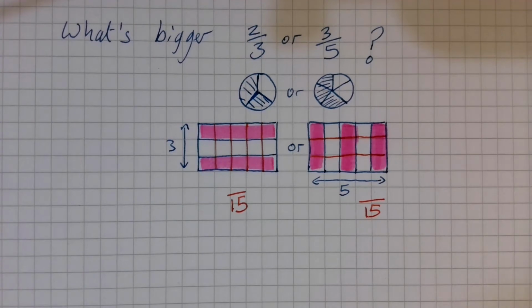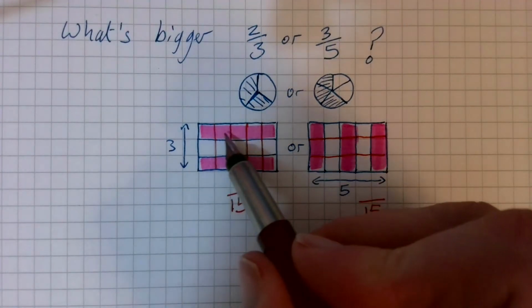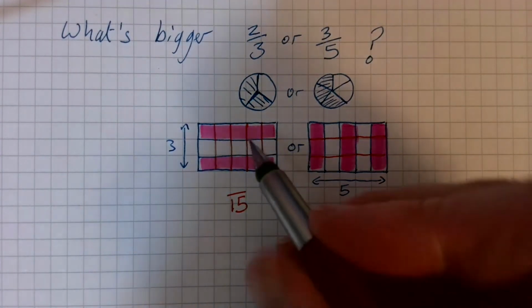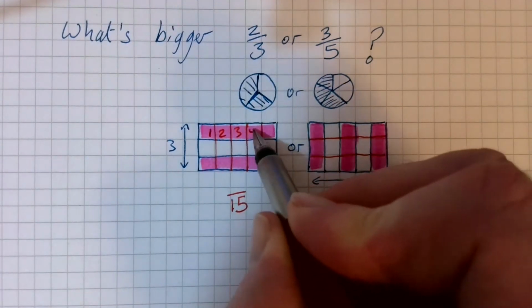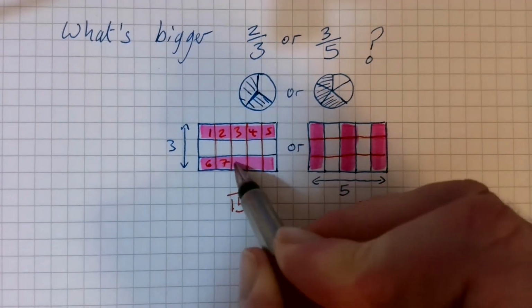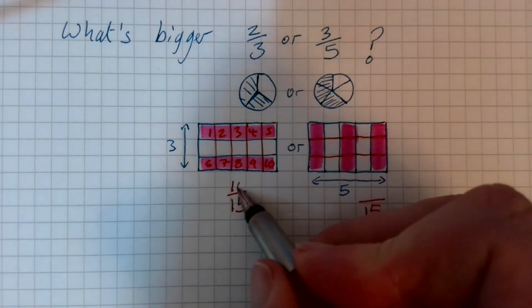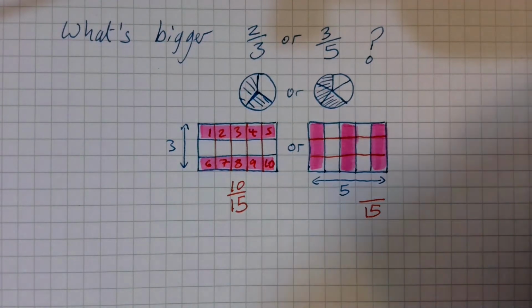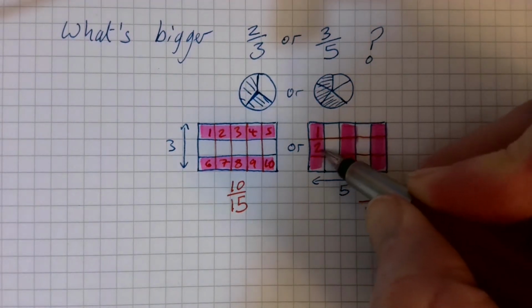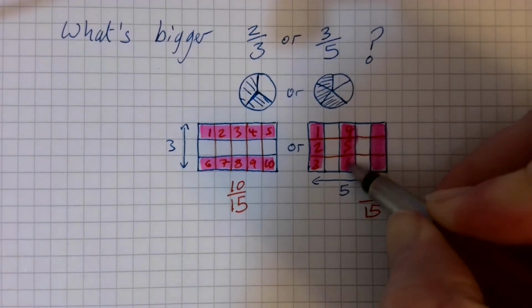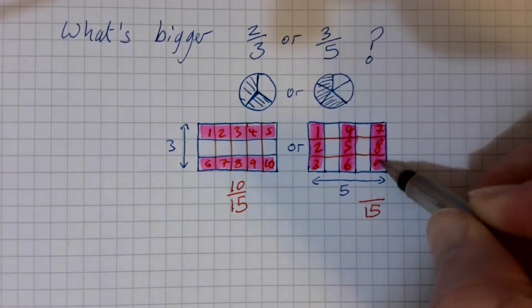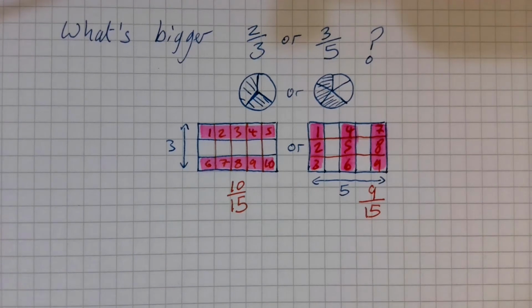And how many squares have I got in my 2 pink thirds? I've got 1, 2, 3, 4, 5, 6, 7, 8, 9, 10. 10 15ths. And how many have I got here? 1, 2, 3, 4, 5, 6, 7, 8, 9. 9. So 10 15ths is 1/15 bigger than 3/15.